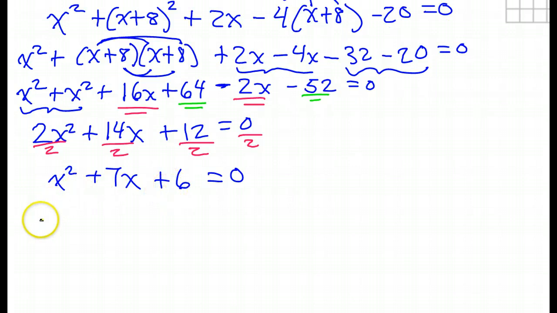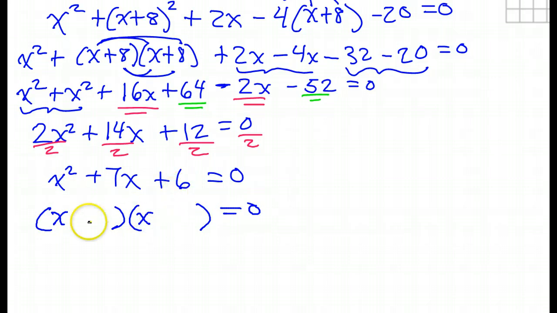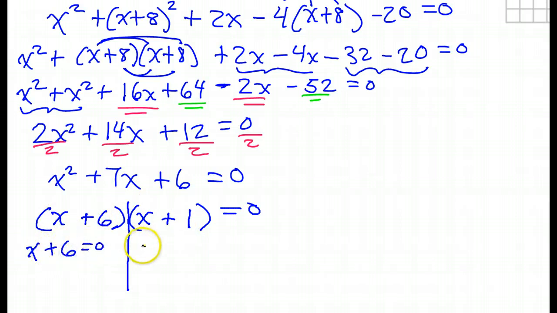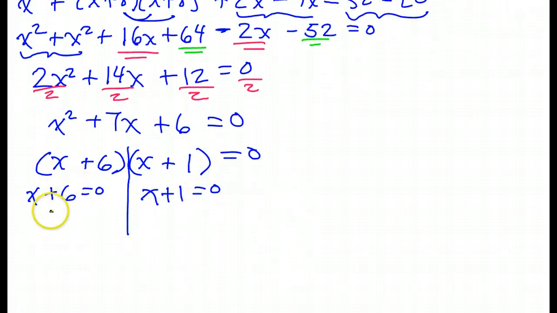All right, this is looking factorable. So let's go ahead and just factor it. So x squared will be x times x. 6, I'm thinking 6 and 1 because I'm looking at the 7. And positive and positive would make 7x, inner and outer. So we set both of these equal to 0. So x plus 6 equals 0. x plus 1 equals 0. So that's going to give me x equals -6 and x equals -1.